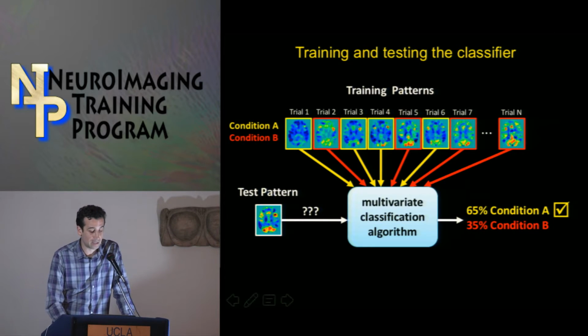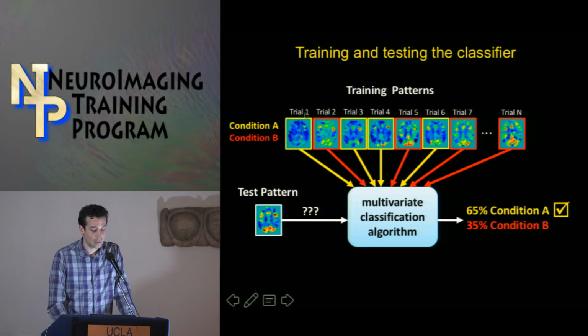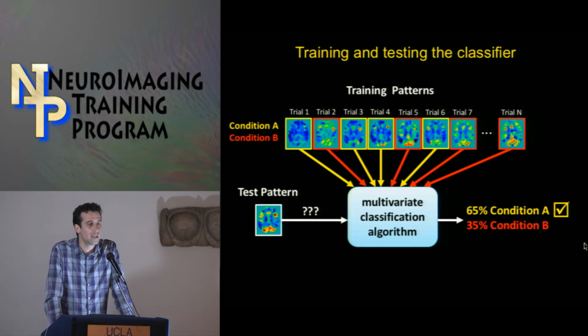And based on how much of a match in a multivariate sense this pattern is to the weights that the classifier has learned, the weights that differentiate condition A examples from condition B examples, the classifier will make a prediction, which can be turned into a probability. 65% likely that this test pattern is from condition A, and 35% likely from condition B.